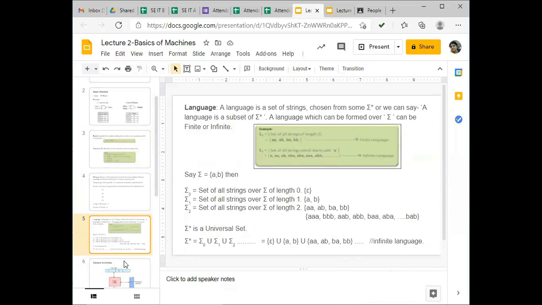These terminologies are used throughout our lecture. Throughout finite automata, we'll be using this. Throughout automata theory, we'll be using this. So moving to the next thing, that is machine.